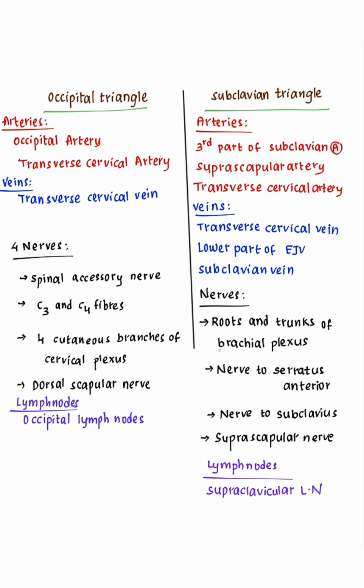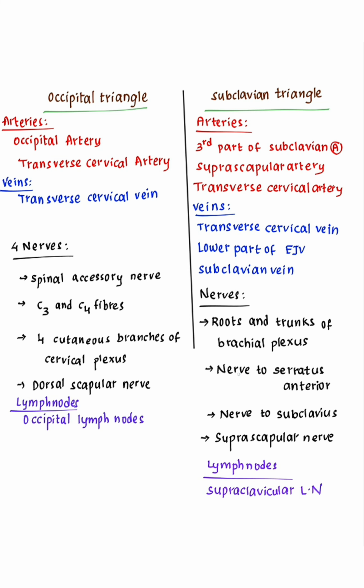Nerves: roots and trunks of brachial plexus. Nerve to serratus anterior is also known as long thoracic nerve. It arises from roots of brachial plexus, C5, C6, C7 roots of brachial plexus. Nerve to subclavius and suprascapular nerve arise from upper trunk of brachial plexus.